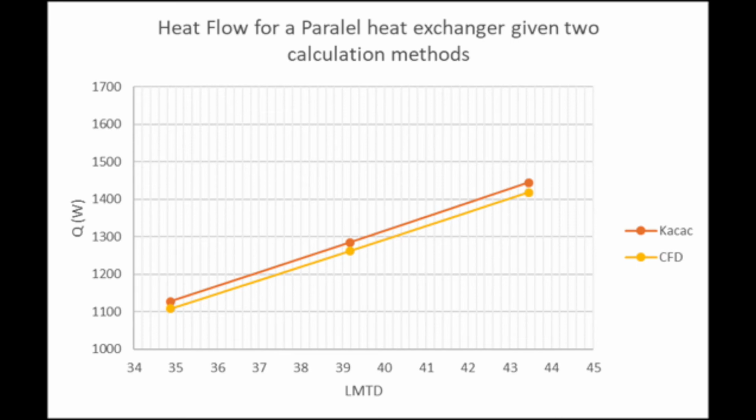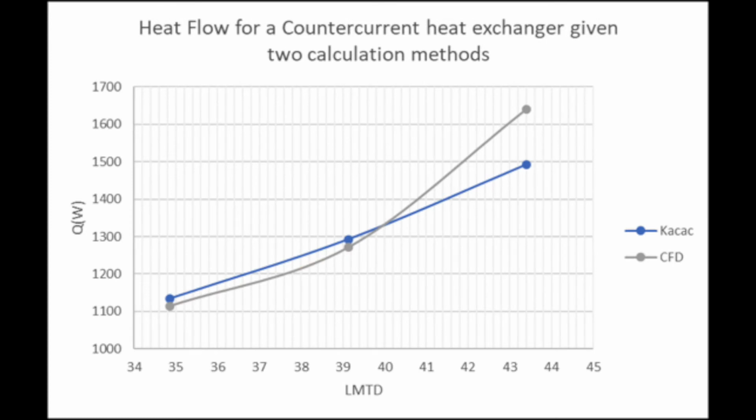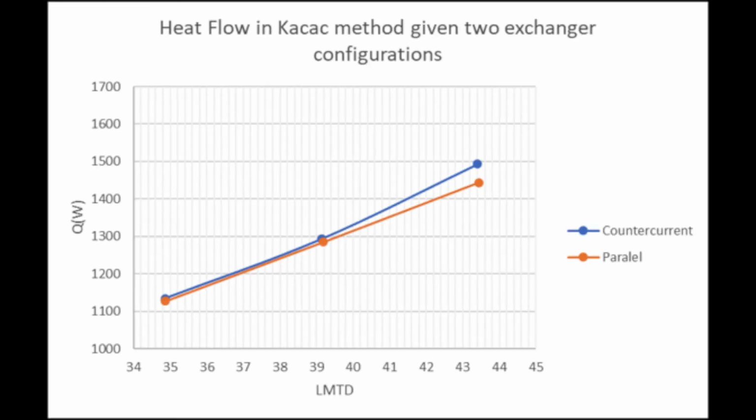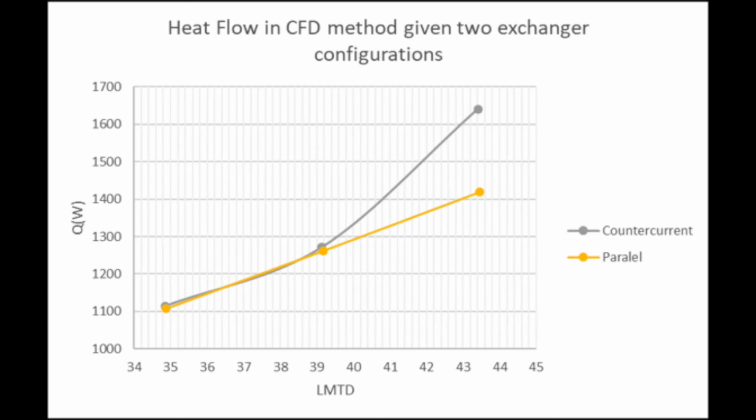The graph for parallel flow indicates that both CFD and CACAC results maintain linear behaviors, while the graph for countercurrent flow depicts that CFD maintains a polynomial behavior, which could indicate that the CACAC method might be more accurately applied in the study of parallel configurations. Moreover, a comparison of the heat transfer configuration given a certain method of calculation shows that larger amounts of heat are transferred in countercurrent configurations, regardless of the method of calculation. And once again, it is noted that countercurrent flow behaviors are less easily predicted with the CACAC method.